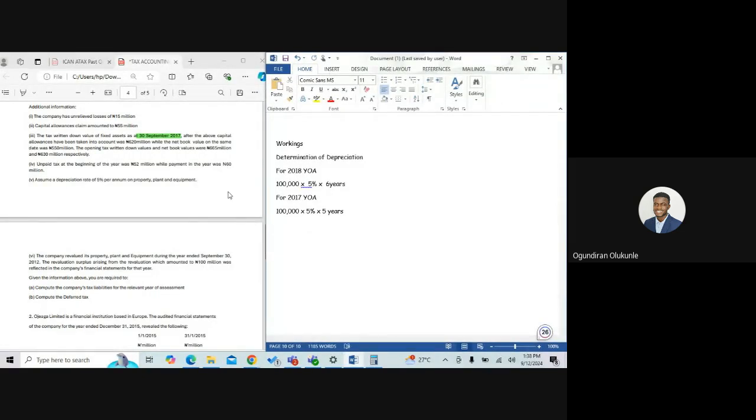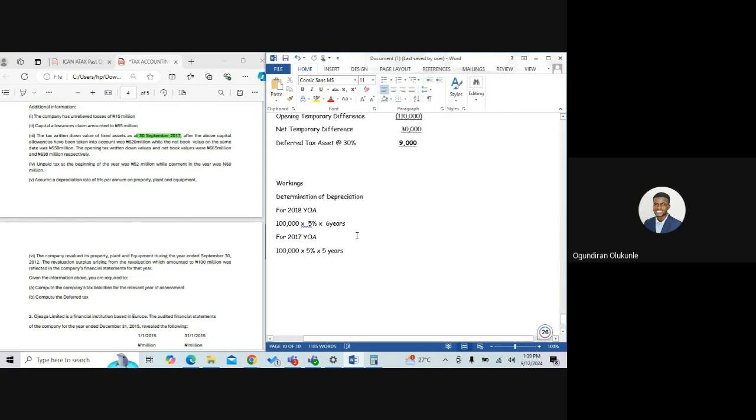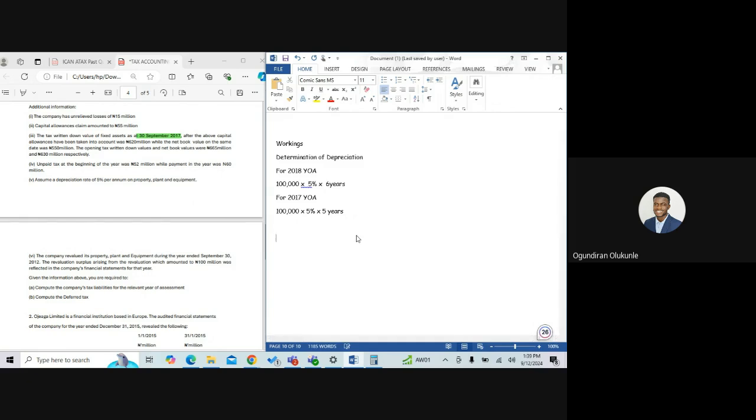So now this is about computing deferred tax. But another thing that is of interest to us is presentation, right?